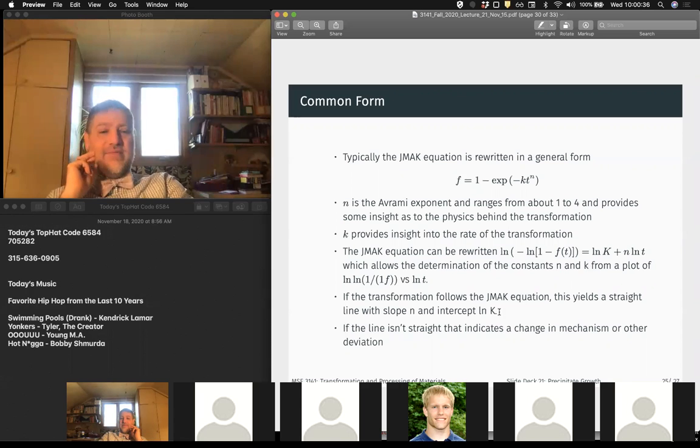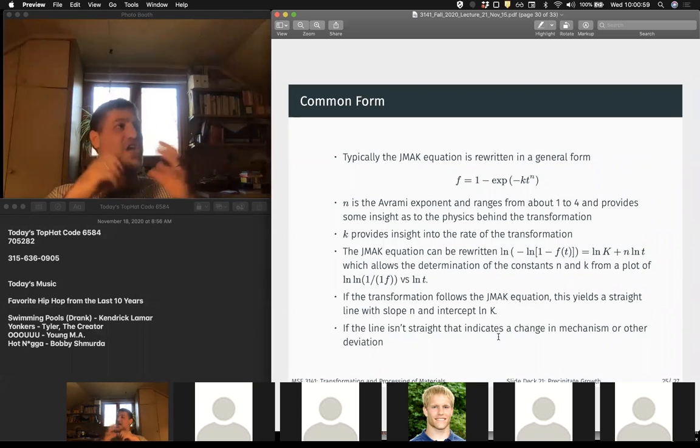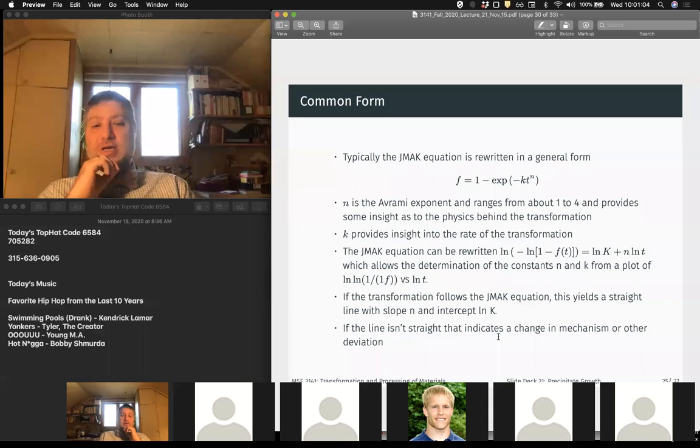Right? And if this line is straight, it tells us that our mechanism is constant throughout the whole transformation. If our slope changes, if we're not straight on this curve, it means that we have a fundamental change in mechanism that's occurring from the beginning of the transformation to the end of the transformation. Or we have some other systematic deviation occurring.